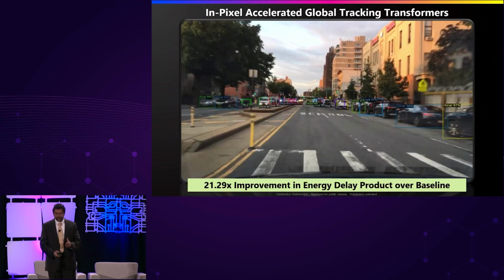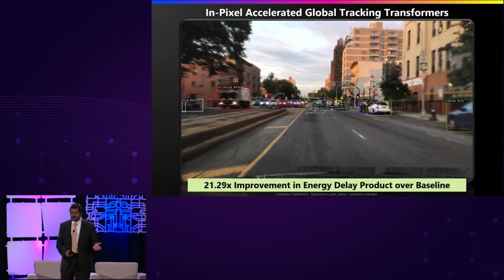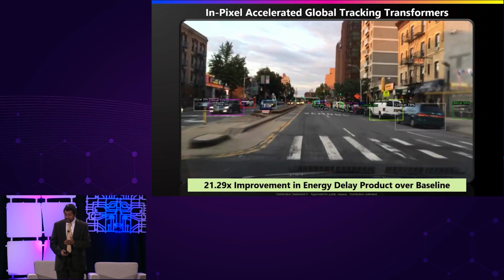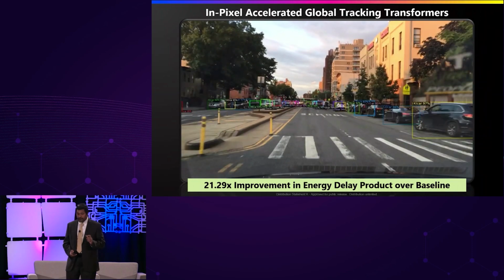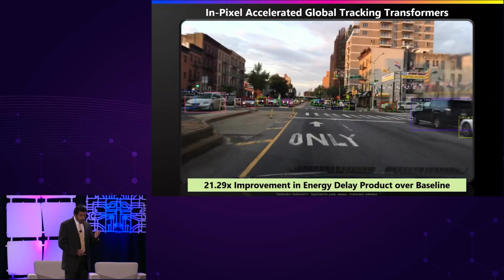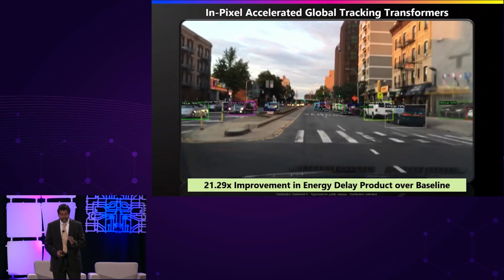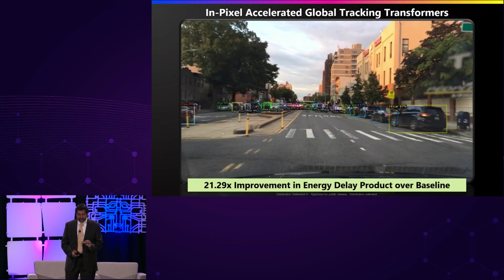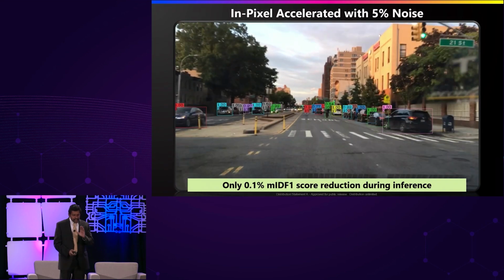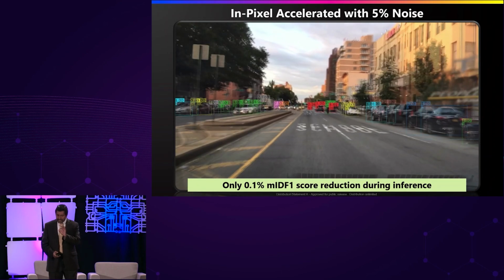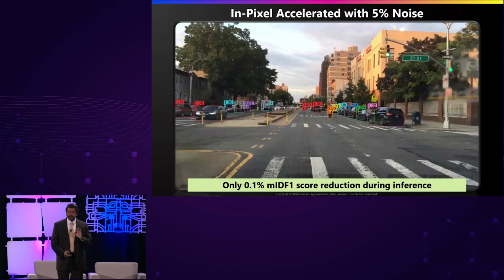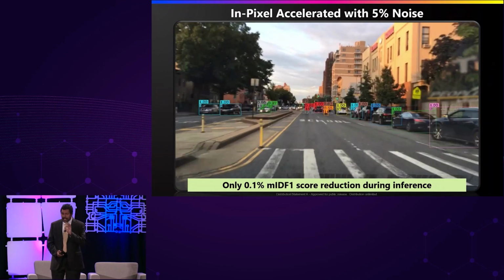And in the second video, we implemented the global tracking transformers. So as you can see, different colors represent different objects tracked across large and small frames. We are able to detect small objects such as a biker, large objects, the cross traffic, etc. And we obtained 21.29 times improvement in energy delay product over the baseline. In this third video, we have added 5% noise to the previous tracking video. And we see that there is only 0.1% reduction in the mean ID F1 score.